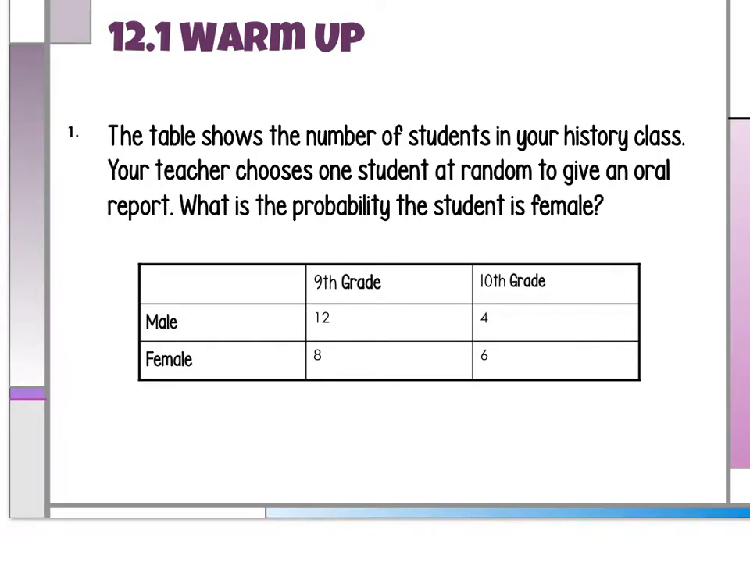Right, so 12.1 was our introduction into probability and odds. This one says the table shows the number of students in your history class. Your teacher chooses one student at random to give an oral report. What's the probability the student is a female?